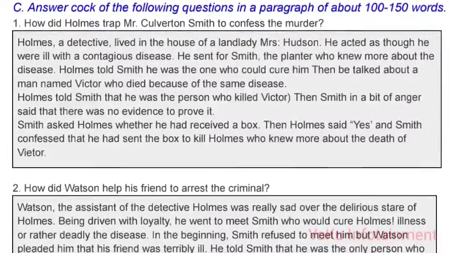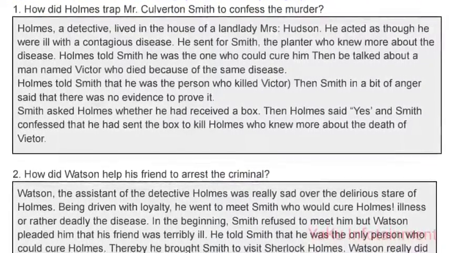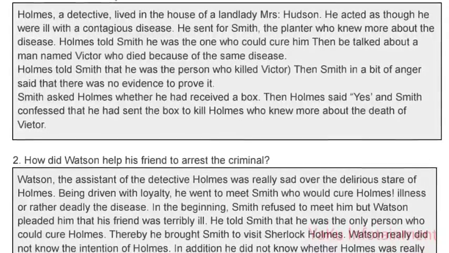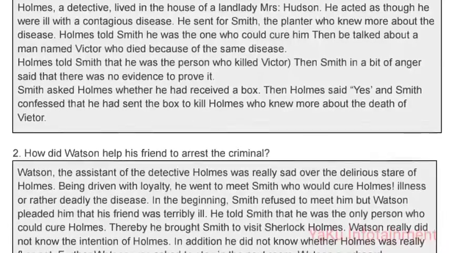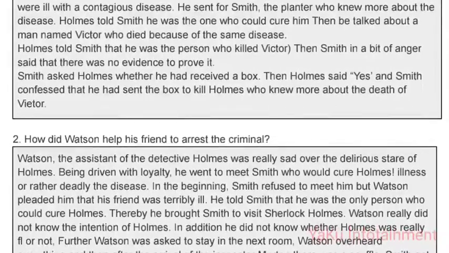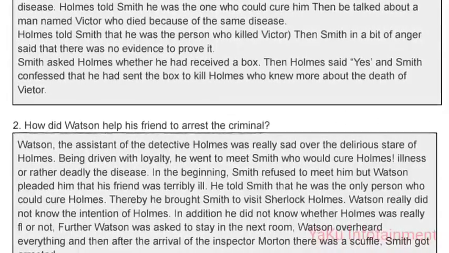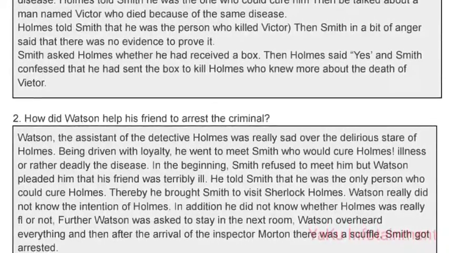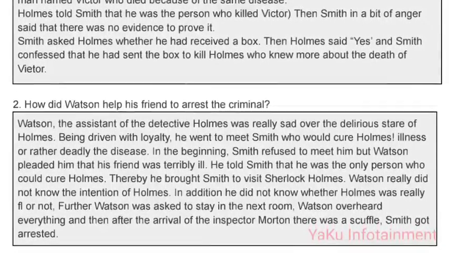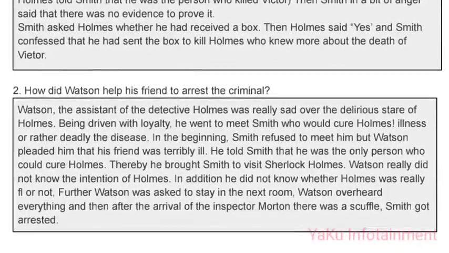Holmes, a detective, lived in the house of a landlady, Mrs. Hudson. He acted as though he were ill with a contagious disease. He sent for Smith, the planter who knew more about the disease. Holmes told Smith he was the one who could cure him. Then they talked about a man named Victor who died because of the same disease. Holmes told Smith that he was the person who killed Victor. Then Smith, in a bit of anger, said that there was no evidence to prove it. Smith asked Holmes whether he had received a box. Then Holmes said yes, and Smith confessed that he had sent the box to kill Holmes, who knew more about the death of Victor too.